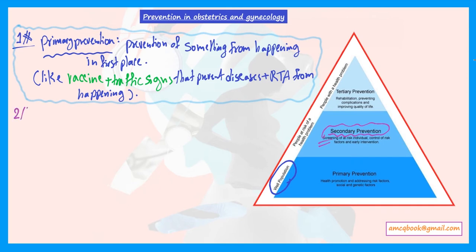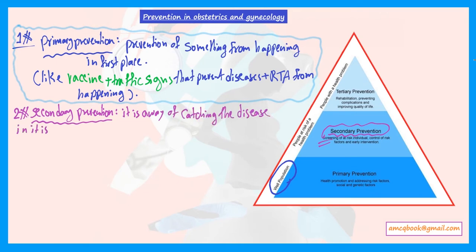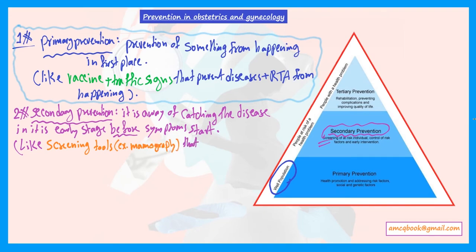And secondary prevention is different. Secondary prevention is focusing on the population at high risk of a certain disease. So it's a way of catching the disease in its early stage before symptoms start. And the best example for it is screening tools. For example, mammography does not prevent CA breast but catches it in its early stage.